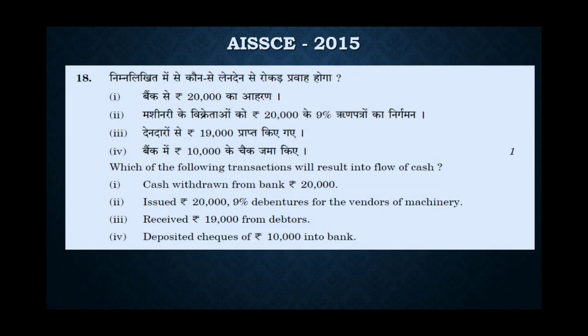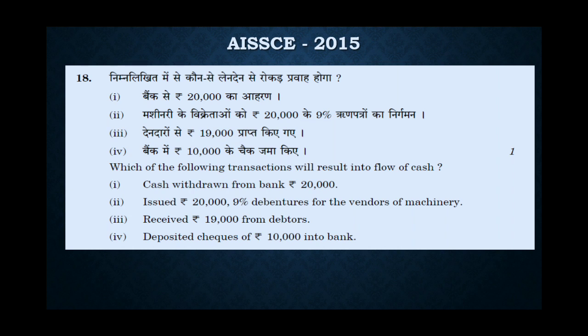Now we will discuss the previous year's questions. Now, the first question from 2015 CBSE board examination. The question is: which of the following transactions will result into flow of cash? Here 4 options are given.